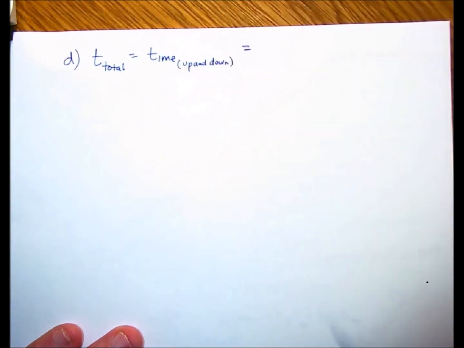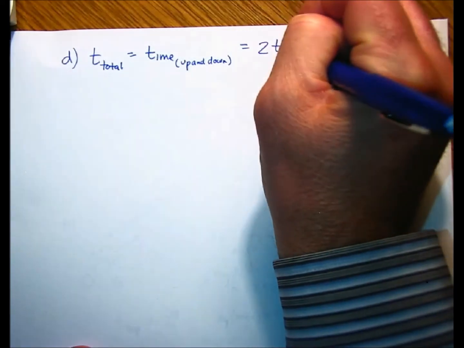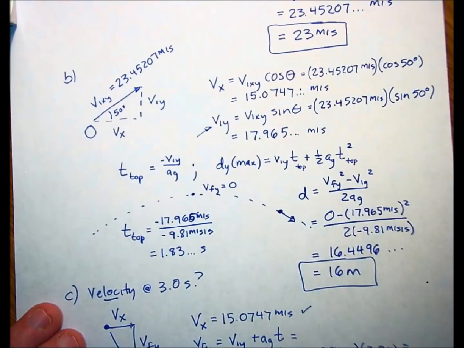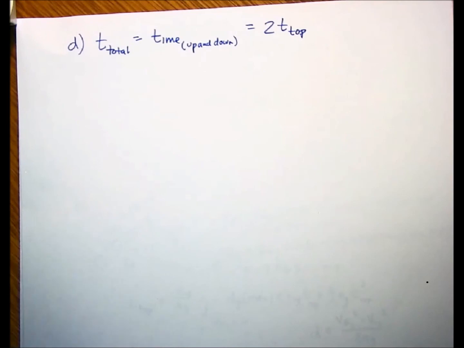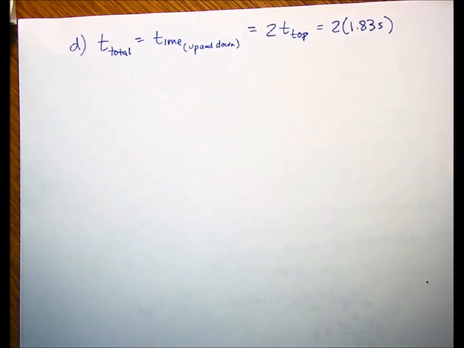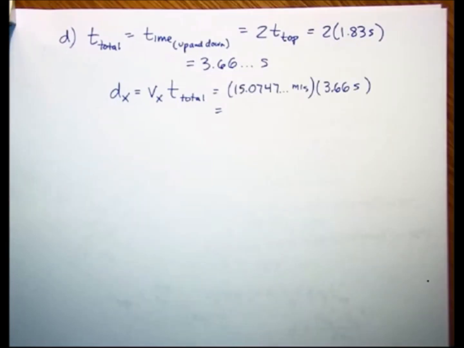If it lands at the same height that it started, then this will really just be 2 times the time to the top. If you remember on my previous page, I figured out the time to the top was 1.83 seconds. So if I take 2 times the time to the top, I will find the total time. 2 times 1.83 seconds is 3.66 seconds. So that's how long it takes to get to the other side. What I'll now do is take the velocity in the x direction and multiply by that total time, and that will tell me the total horizontal distance traveled.